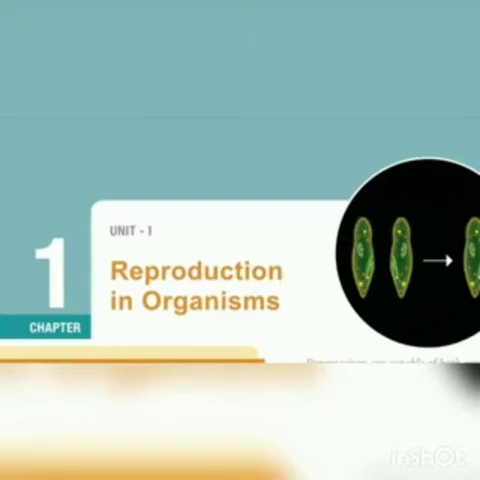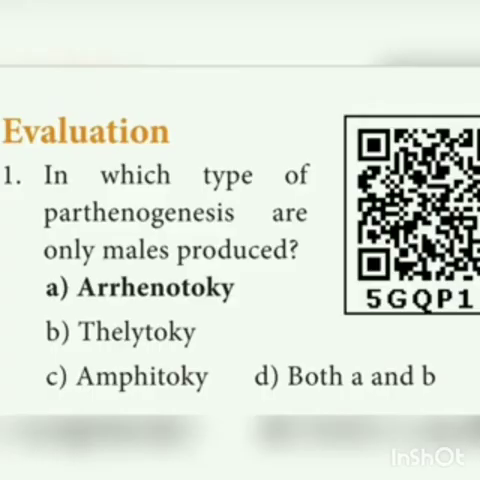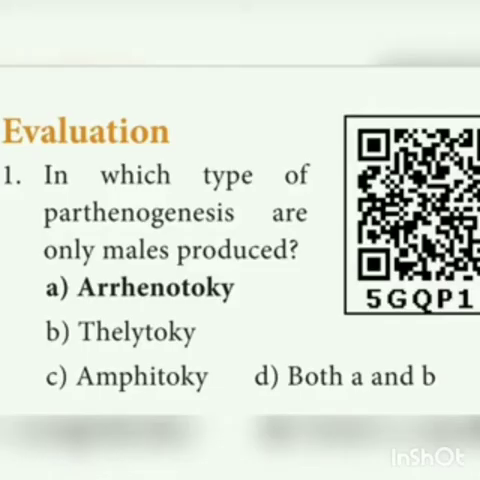In chapter 1, reproduction in organisms, the evaluation 1 mark answers are there in your book itself. Take your book ready and mark the answers. So in evaluation, the first 1 to 5 questions of 1 mark are answered already in your book itself. Let us revise. In which type of parthenogenesis are only males produced?